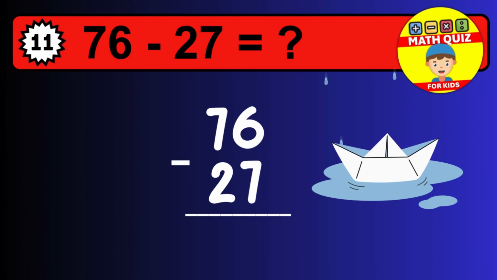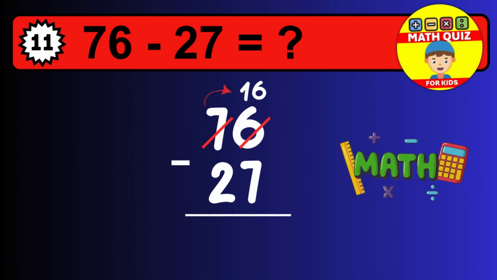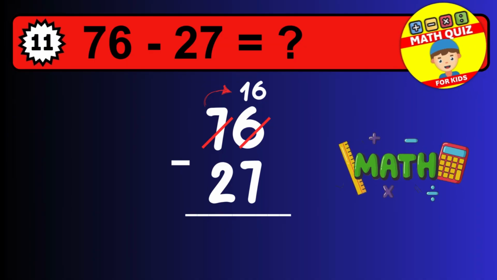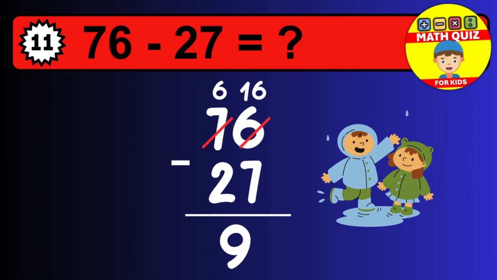Let's solve this step by step. We start with the units. 6 minus 7 is not possible, so we need to regroup. We take one 10 from the tens column. Now we have 6 tens, and the units become 16.